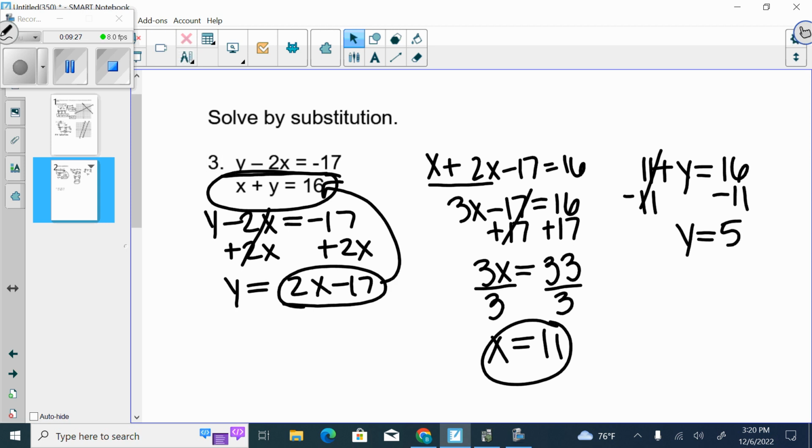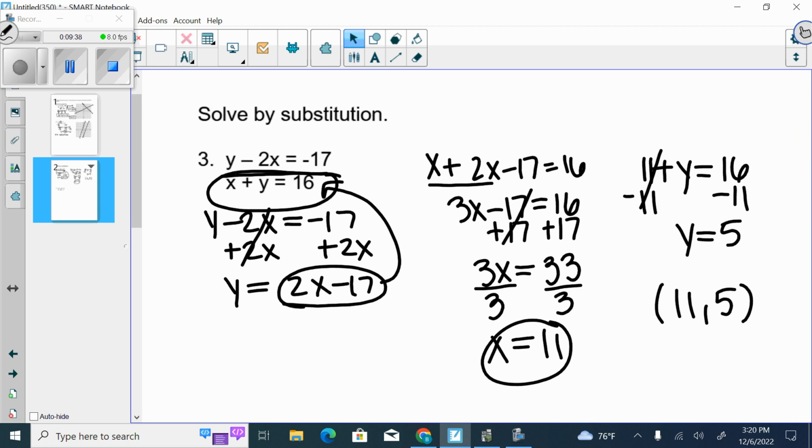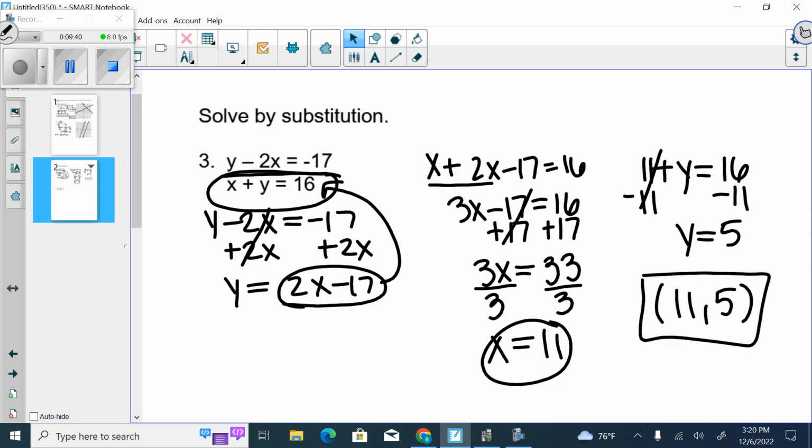Good. All right, and then my last step is to write it as a coordinate point, right? So what's my coordinate point going to be? Good. Good job. Didn't even move it all. There we go. All right, last one.